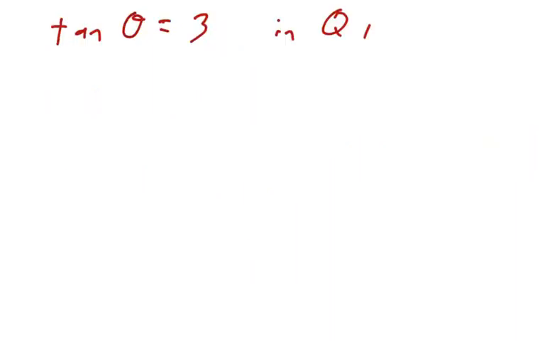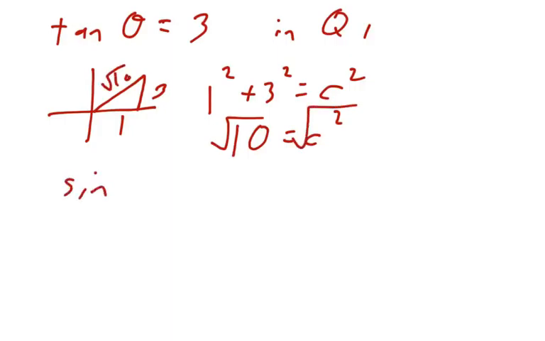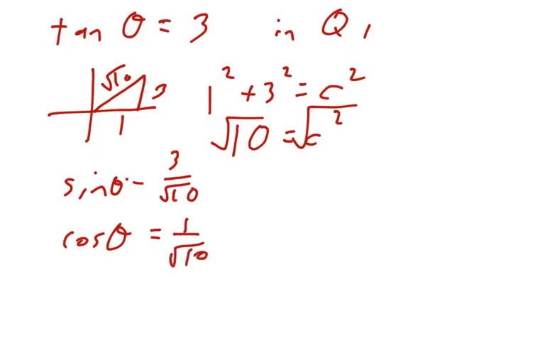Alright, let's do it one more time. This time we're given tangent. So 3 and 1. 1 squared plus 3 squared equals c squared. So we got 10 equals c squared when we add it together. And so we got the square root of 10. So the sine is going to be equal to the 3 over the square root of 10. And the cosine of theta is equal to 1 over the square root of 10. And that's positive, not negative.